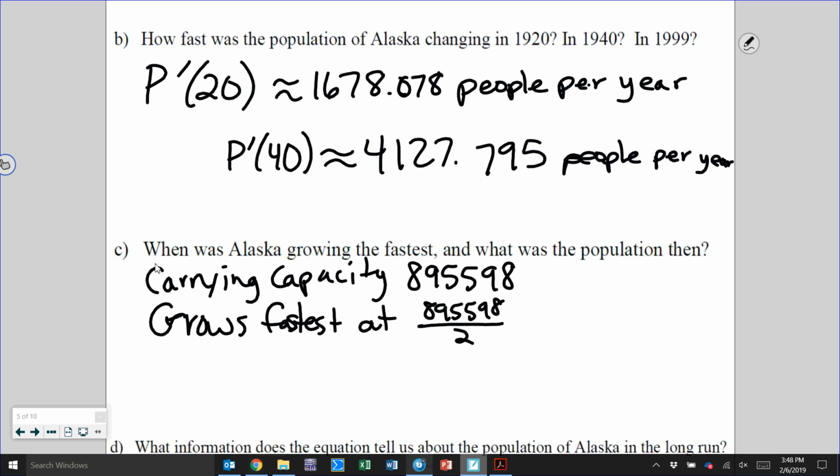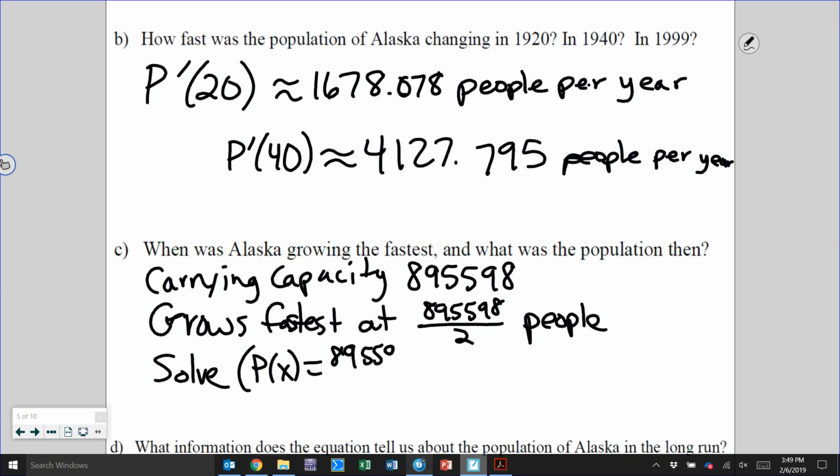Now, it says when was it growing the fastest? So it was growing the fastest at this many people. Okay, but then I have to know at what year that was. So I'm going to have to solve for the time. Well, again, the nice thing is that because I stored this, I simply have to solve when does P of X equal 895,598 over 2, comma X. So I just need to solve that equation, and then that'll tell me when it happens.